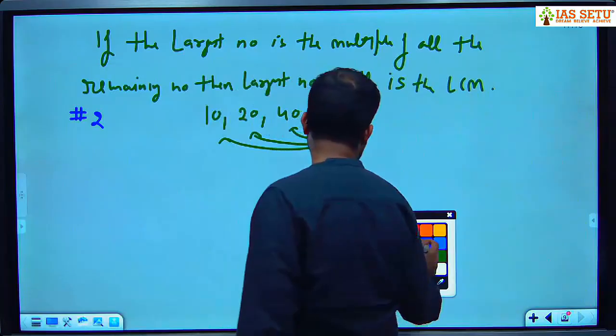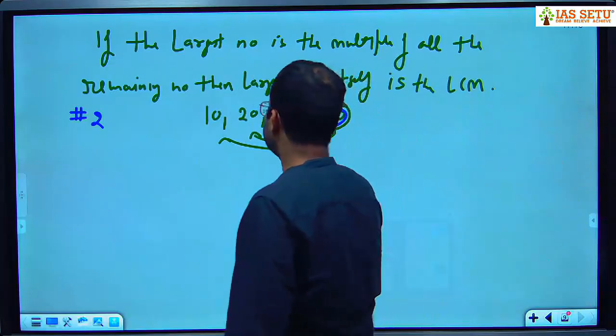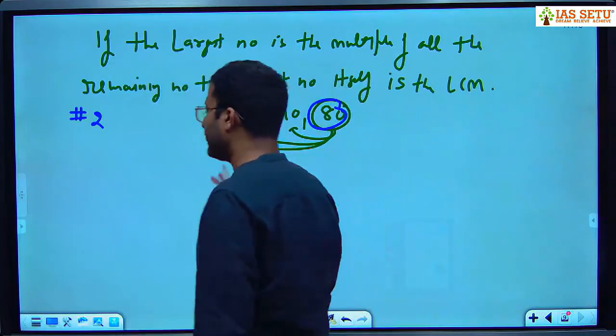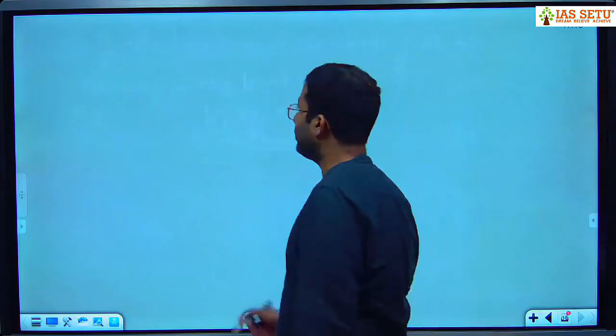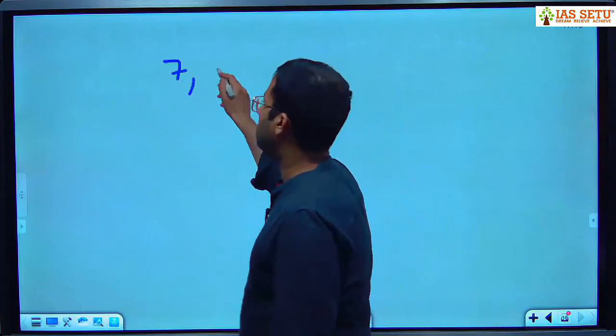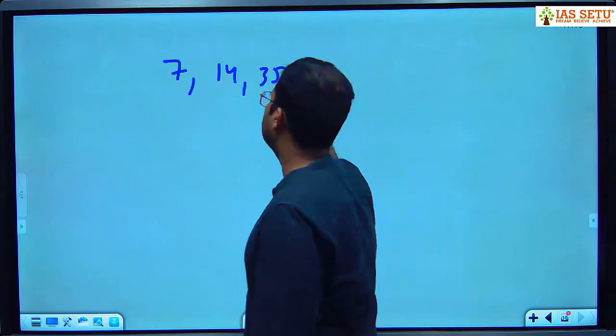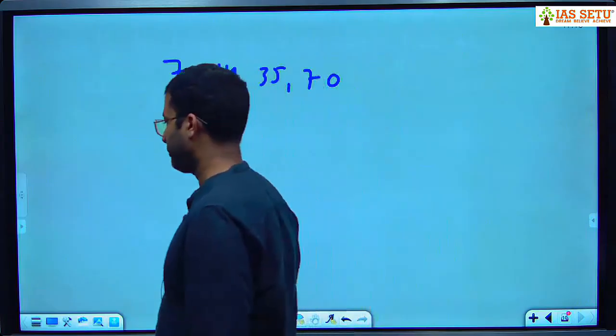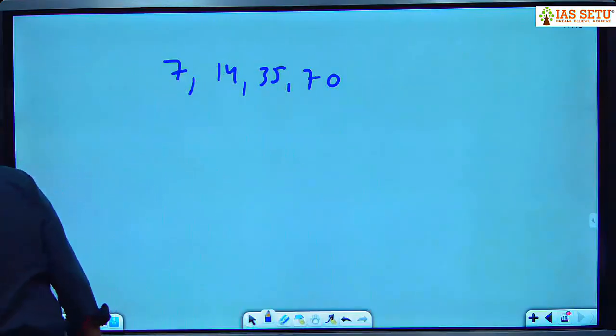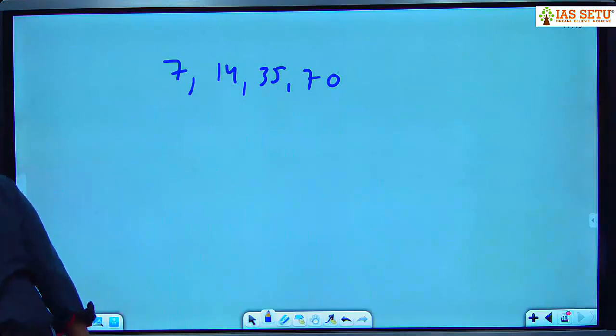So now here, this 80 is a multiple of 10, 20, 40, so 80 is the LCM. Take your time. 7, 14, 35, 70. Tell me what is the LCM of 7, 14, 35, 70.